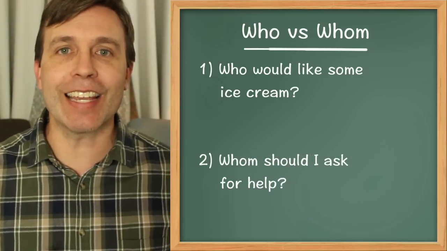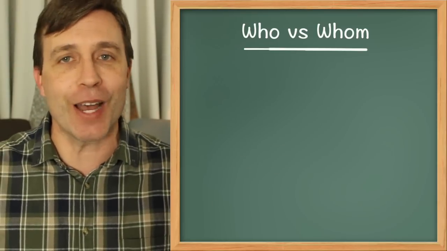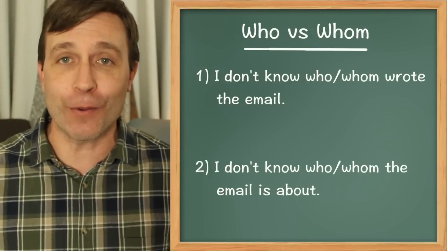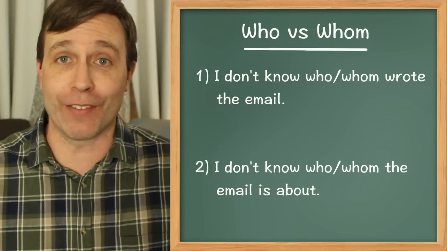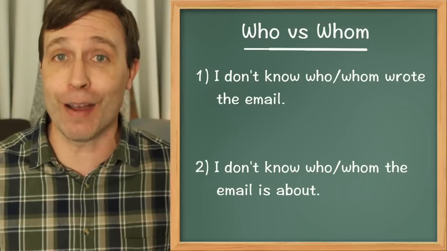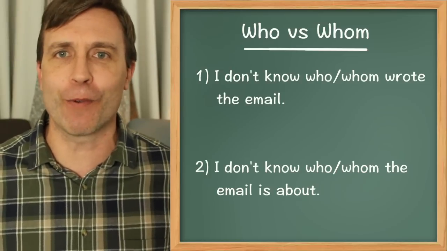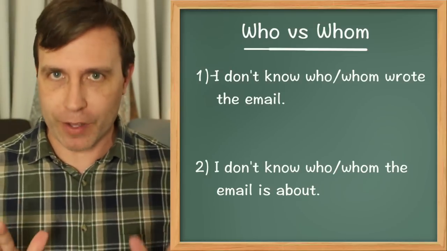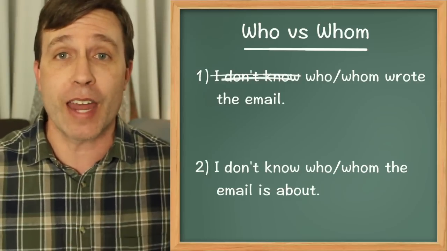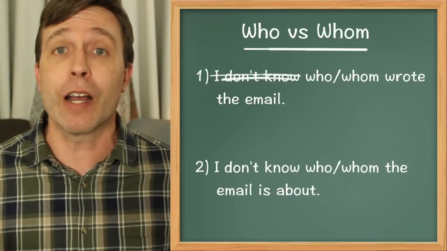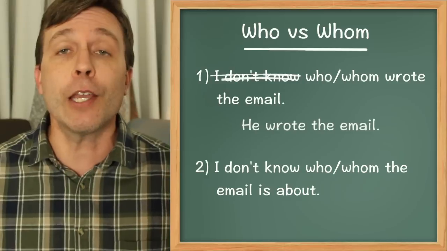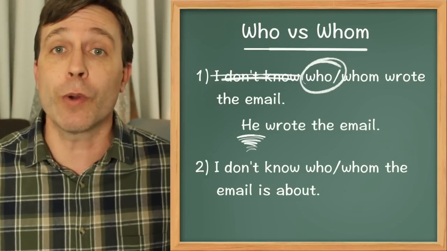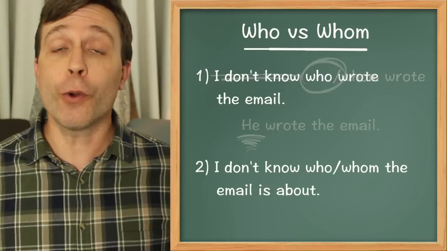So I think this can get pretty confusing when you have sentences like these. And you are going to have a noun clause, and a noun clause will have a subject, a verb, and maybe an object, and you're trying to determine whether or not you're going to use who or whom. So let's get rid of the first part of this sentence, and let's just focus on that noun clause, and I can change it around and make a sentence and say, he wrote the email. So again, I'm talking about the subject, so I'm going to use who. I don't know who wrote the email.